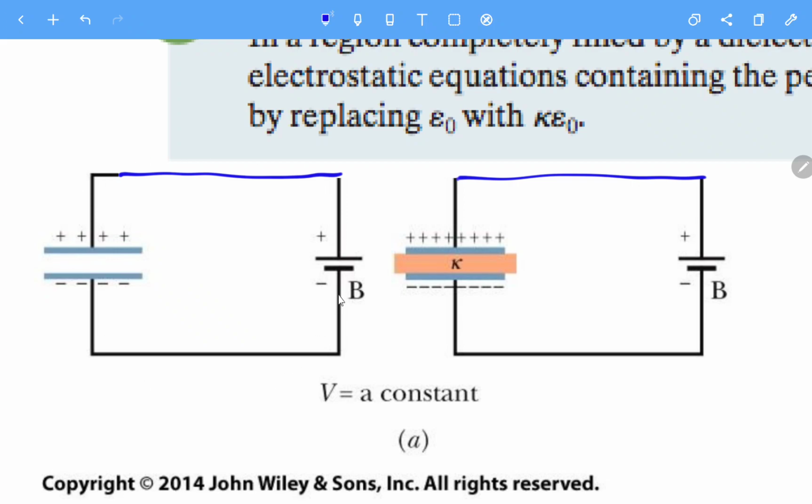At the very beginning we have the battery and the capacitor, so there will be some charge. And then here we try to put in some dielectric inside the capacitor. After putting in the dielectric, the charge becomes larger. We don't change the potential difference or the voltage of the battery, and it makes the charge accumulate more.